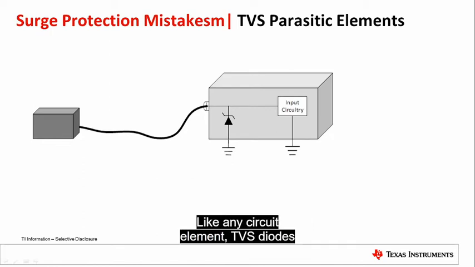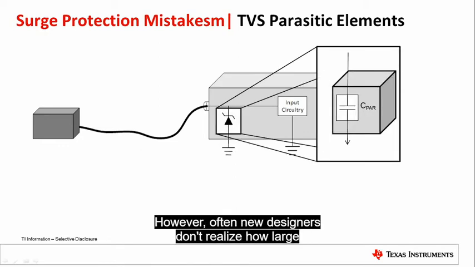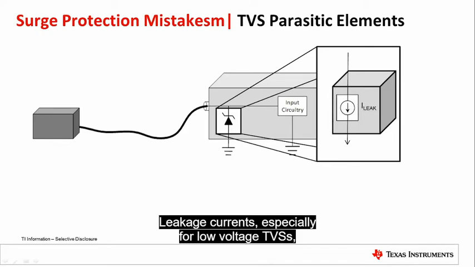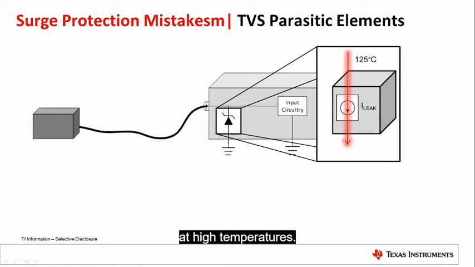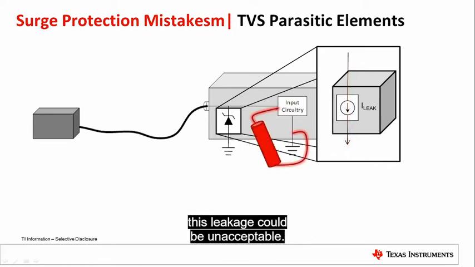Like any circuit element, TVS diodes have leakage currents and capacitances. However, often new designers don't realize how large these parasitics can be. Leakage currents, especially for low voltage TVSs, can sometimes reach as high as a milliamp. Even worse, TVS diodes rarely specify leakage current at high temperatures. In battery-powered or power-conscious systems, this leakage could be unacceptable.